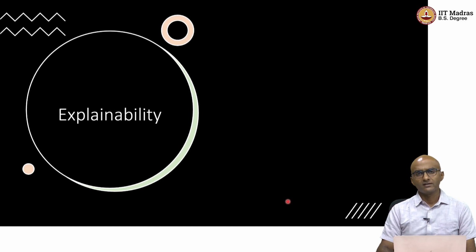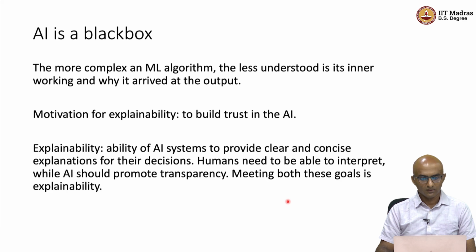In this video, we will take a look at the last of the activities pertaining to governance that we can incorporate into our ML pipelines. It's called explainability. So, what is the motivation for this? Fundamentally, AI is a black box. Which means the more complex an ML algorithm is, the less understood are its inner workings and why certain outputs were arrived at.